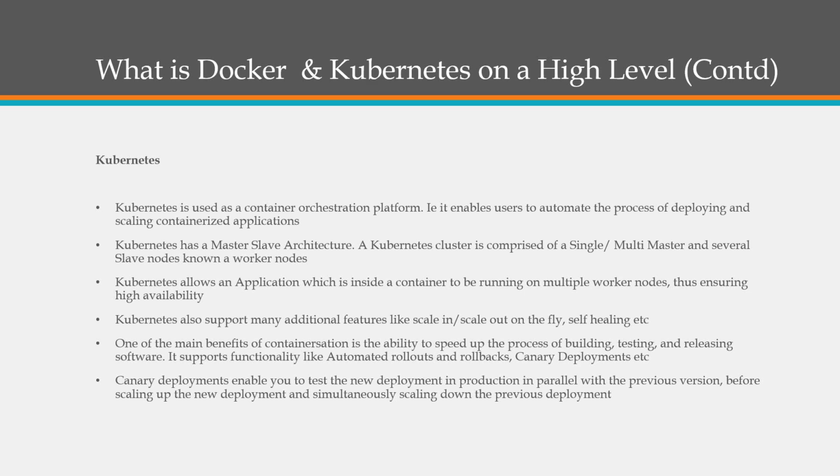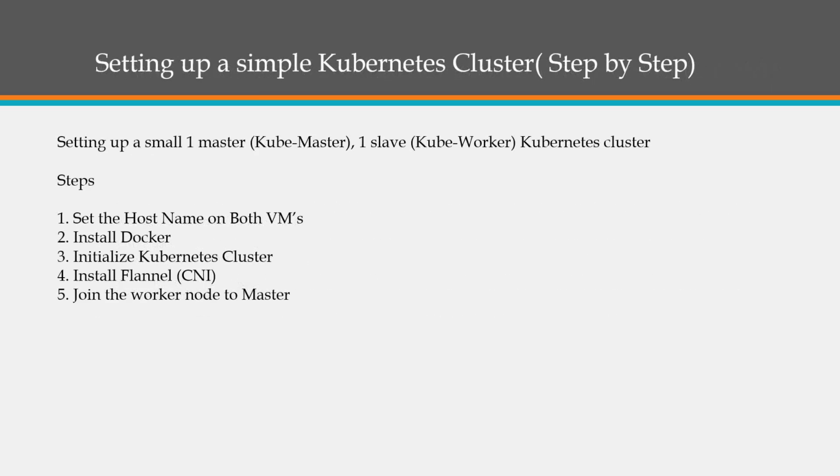Okay, so I hope you got a fair idea of what Docker and Kubernetes are. So now let's get to setting up a simple Kubernetes cluster, and I will walk you through all the steps step by step. For this we are setting up one master and one slave or worker Kubernetes cluster. These are the high-level steps. The first is we will set up a host name on both the VMs, and then we will install Docker, and then we will initialize the Kubernetes cluster, and then we will install Flannel, which is a CNI or container network interface.